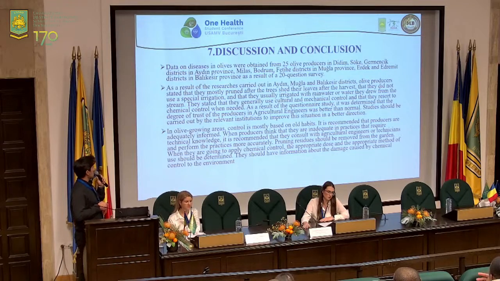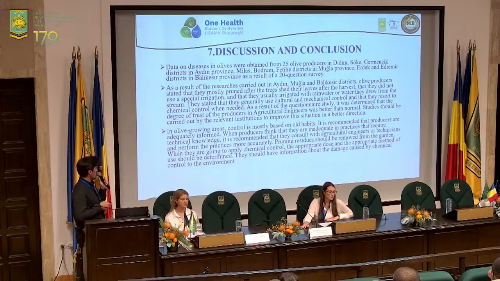In olive growing areas, control is mostly based on chemicals. When they are going to apply chemical control, the applied dose and the application method should be determined. Producers should be informed about the damage that chemical control causes to the environment.